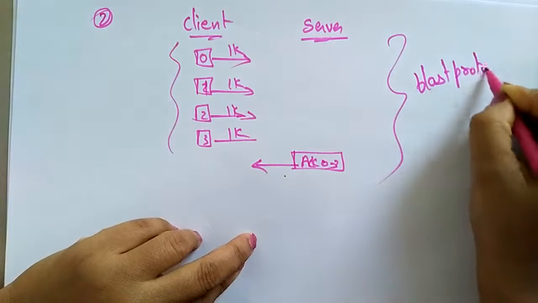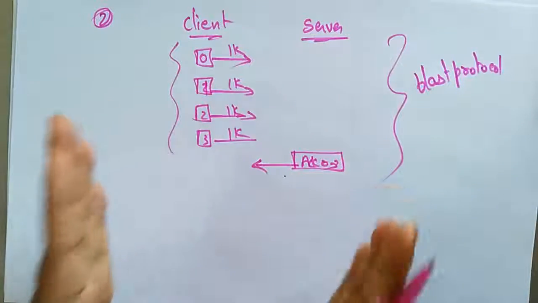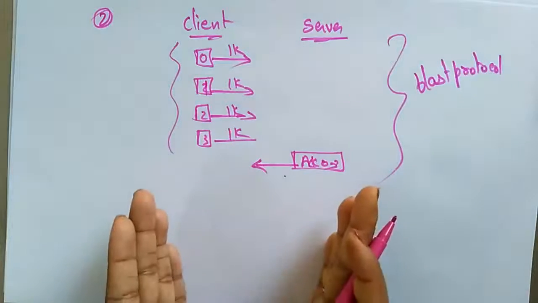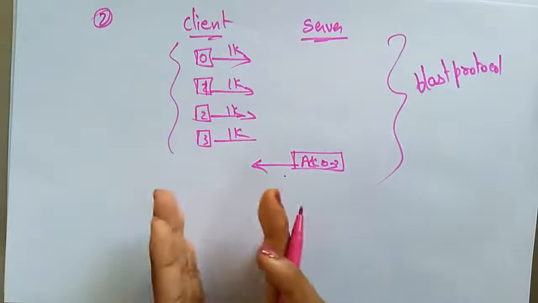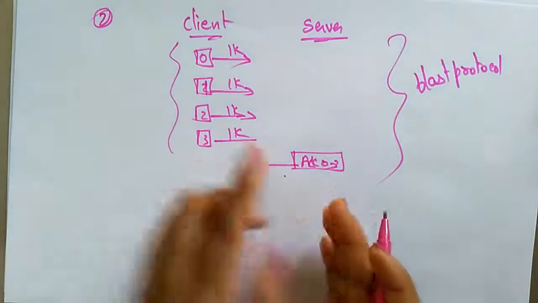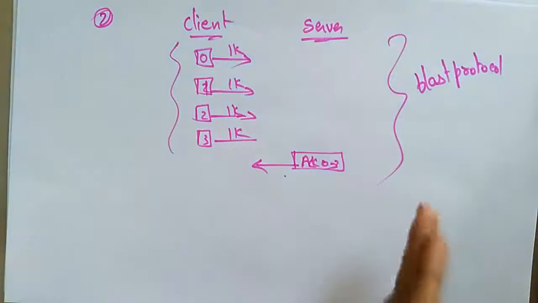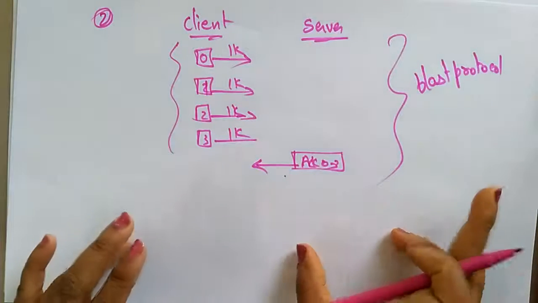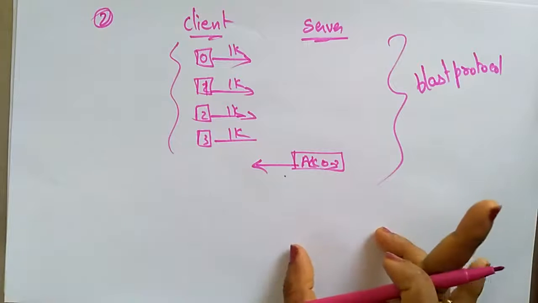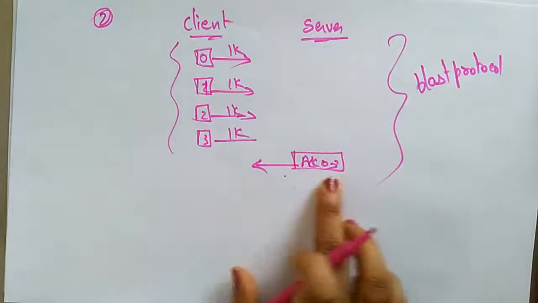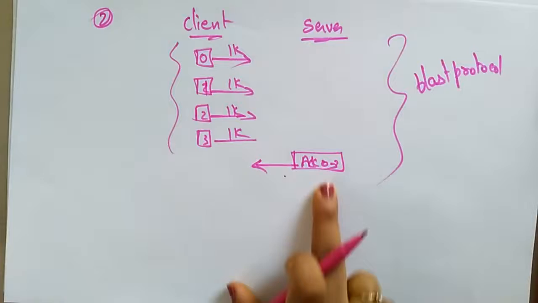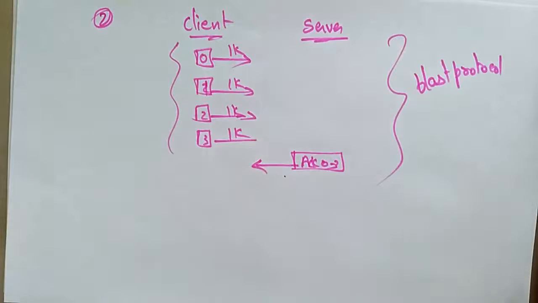This is another method often called the BLAST protocol because it is simply for the client to send all the packets as fast as it can. With this method, the server can acknowledge the entire message when all the packets have been received, not one by one. So this is how the RPC is going to handle the issue.